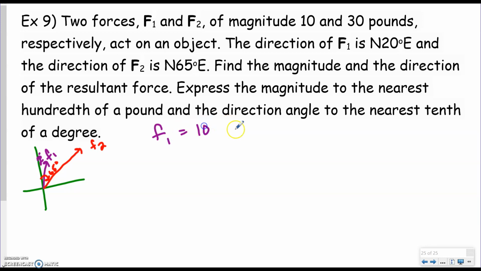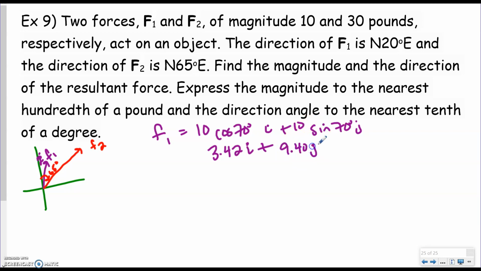our magnitude is 10, and the angle we're going to use is not 20, it's actually 70 because we need to go from our x-axis up to the angle. So we're going to do 10 cosine of 70 degrees times i and 10 sine of 70 degrees times j. You're going to type this in your calculator. Please make sure it is in degree mode, not radian mode. So 10 cosine of 70 is going to give you about 3.42 i. And then 10 times sine of 70 is going to give you about 9.40 j.